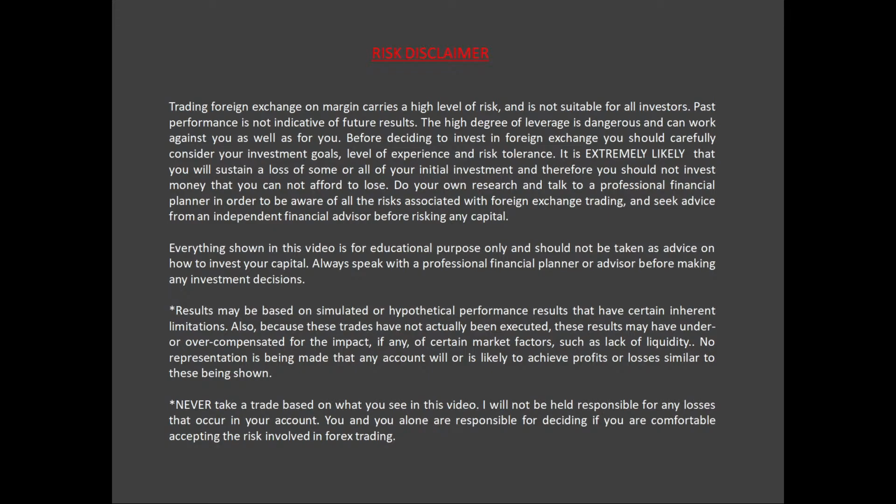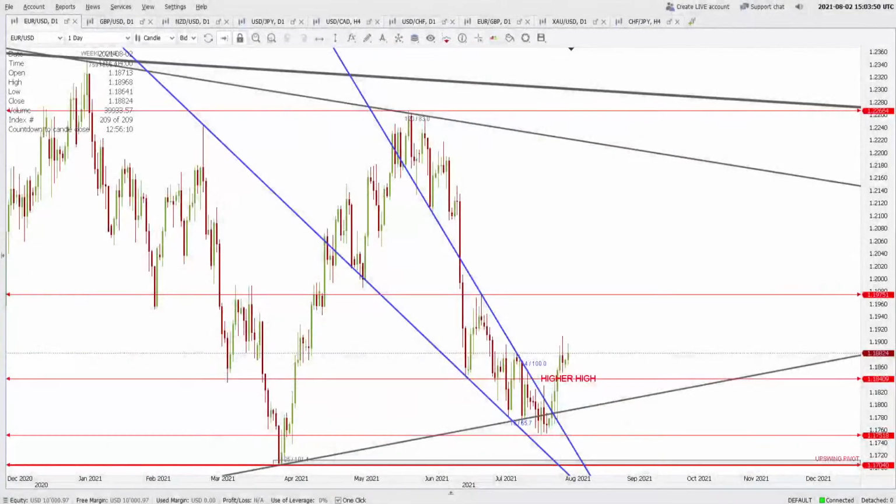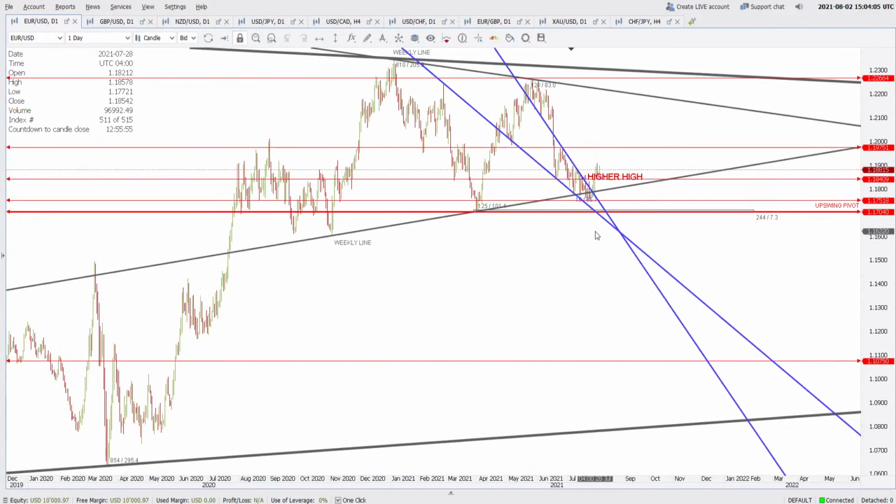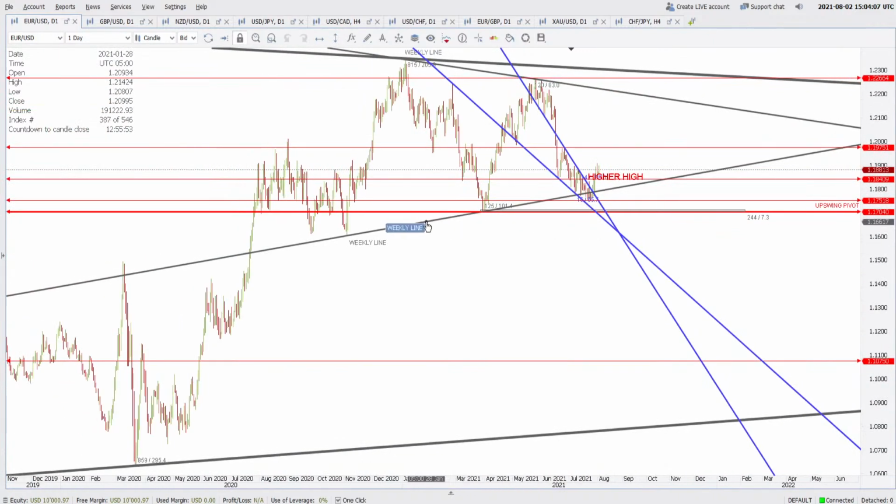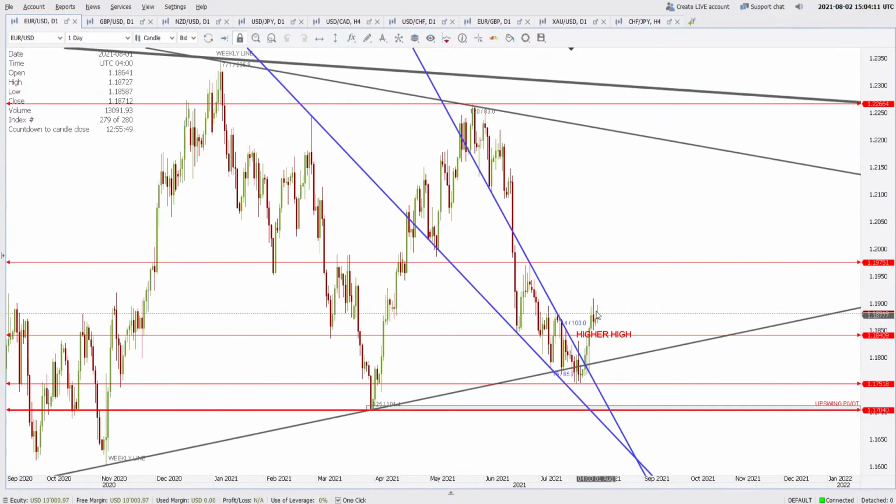Okay, let us focus on what we are going to do today, the euro dollar chart first on your screen. If you have been following my channel and this program, you might already know that we have drawn this falling wedge and the weekly lines here on the chart. These are the weekly lines, this is weekly line 1 and this is weekly line 2. The price is moving within this.